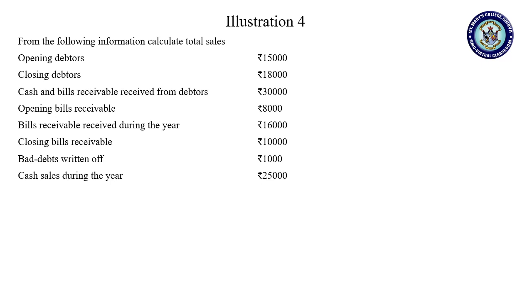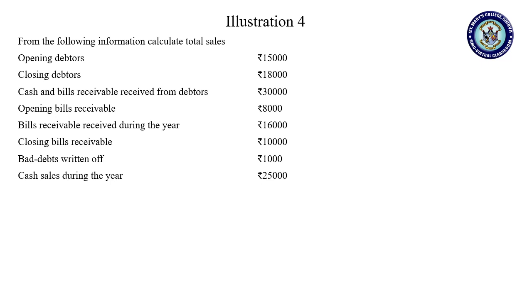Next, cash and bills receivable received from debtor. So this is something different. Actually, for the cash received from debtor we pass a different entry, and for bills receivable we pass a different entry. What is the journal entry? If it is cash received from debtor, the journal entry will be cash account debit to debtors account. If it is bills receivable received from debtor, the journal entry will be bills receivable account debit to debtors account. But the total figure has been given, that is 30,000. Cash and bills receivable together, it is 30,000.